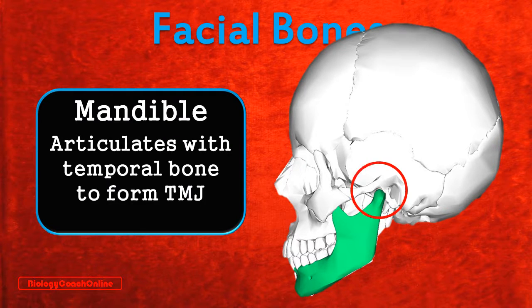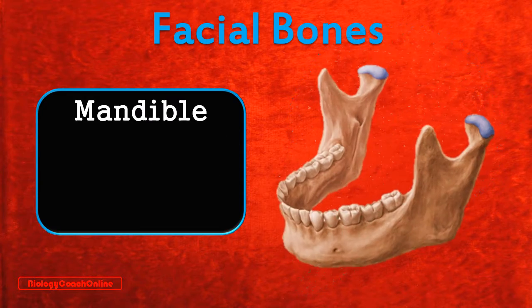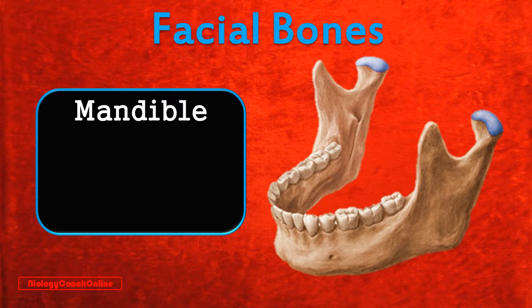Now, you have seen this bone before when we discussed the cranium. Recall that the mandible articulates with the temporal bone to form the temporomandibular joint, or TMJ. By the way, this is the only articulation that the mandible has. And also remember, as we mentioned before, the mandible is the only movable bone of the skull.